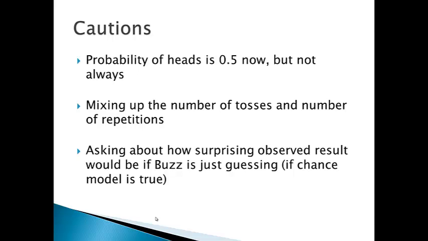Finally, keep in mind the goal of the simulation. We're asking about how surprising our observed result is, that's Buzz pushing the correct lever 15 out of 16 times, if in fact he's just guessing, that is, if the chance model is true.